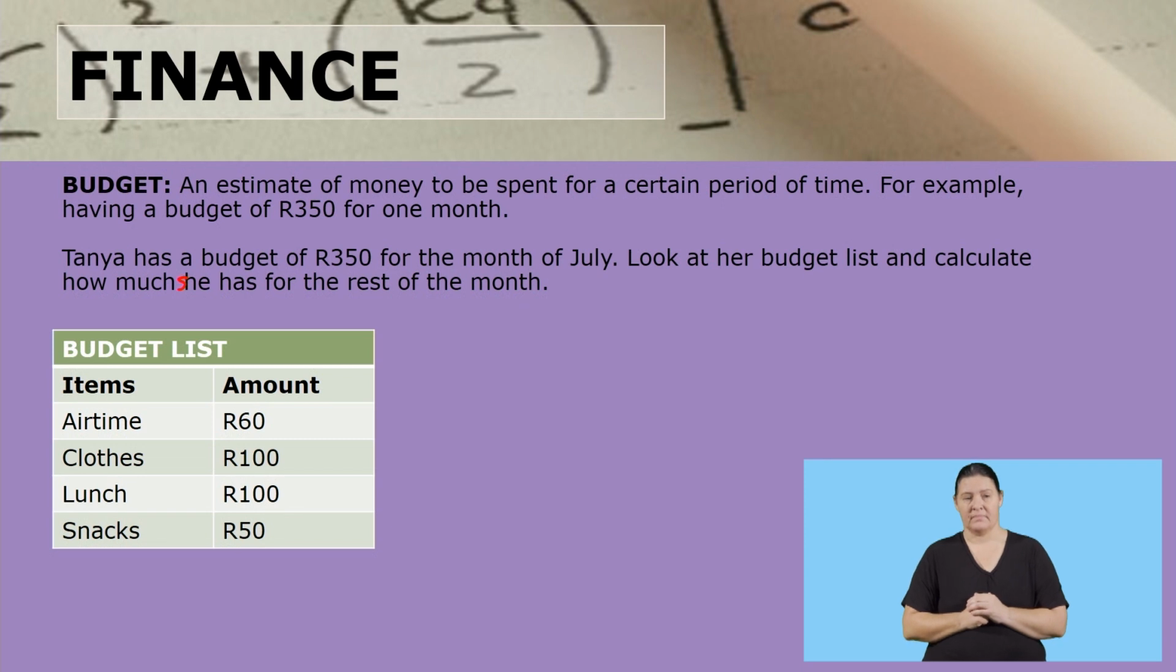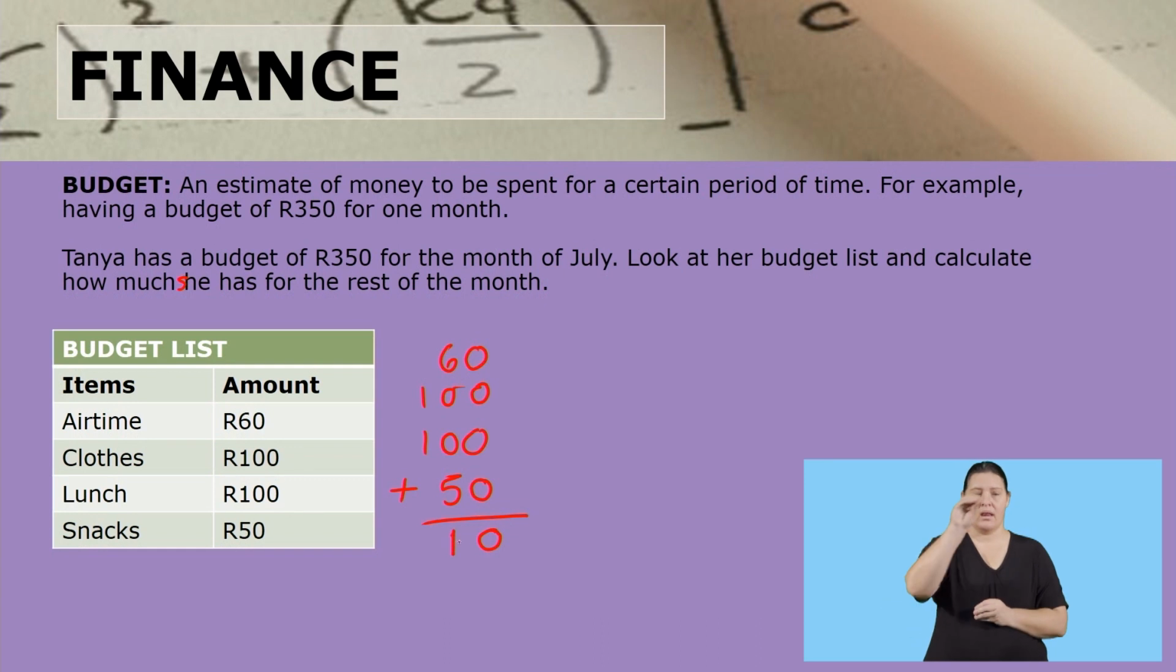So these are the items that Tanya has spent on for the month. So what is going to happen here? We need to add how much she's going to spend for the month. That is going to be our 60. We are going to add the 100. We are going to add the 100. And we are going to add the 50. So when we add all those amounts, remember there are no ones. When we add 6 tens and 5 tens, that's 110. So we are going to place the 100 there, and then we are going to add 100, 100, and another 100. That gives us 300s.